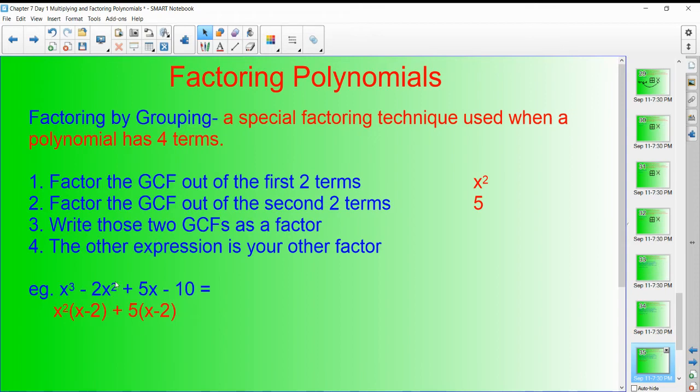And now what I can do is write the GCFs as a factor. So I can do x squared plus 5, and then x minus 2 is the other factor. Kind of undistributing here, or unfoiling. That's what this method's doing. It's basically taking an unfactored expression and rewriting it in factors that can be multiplied together.